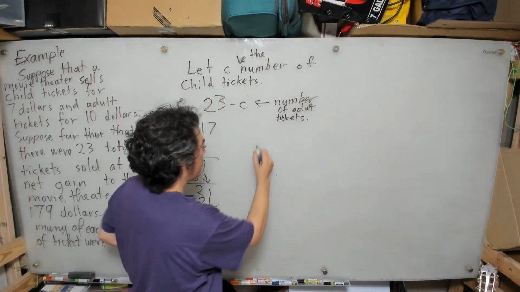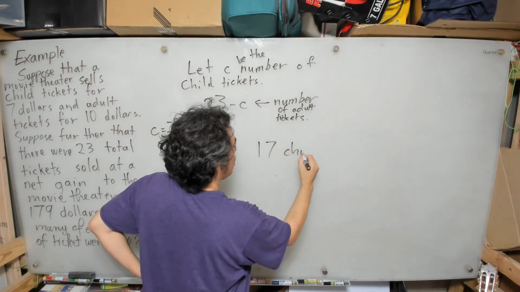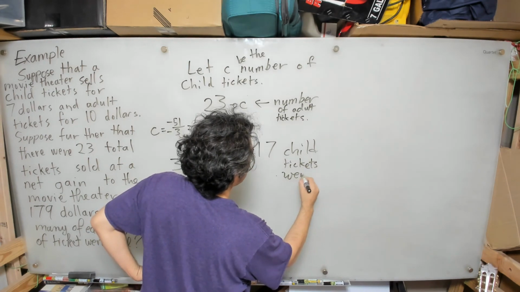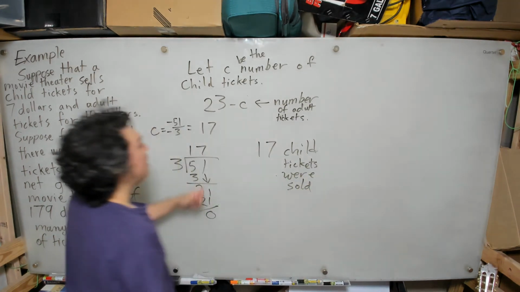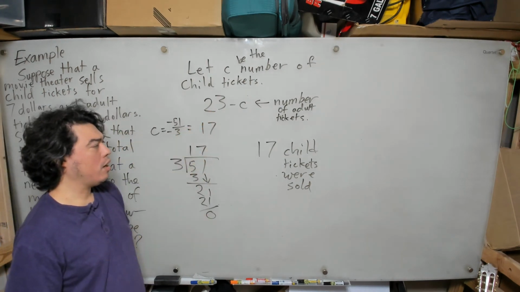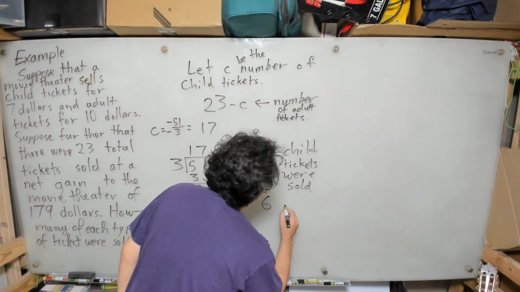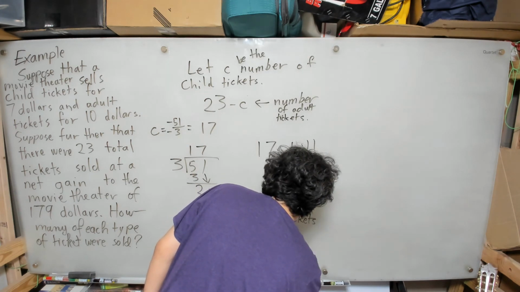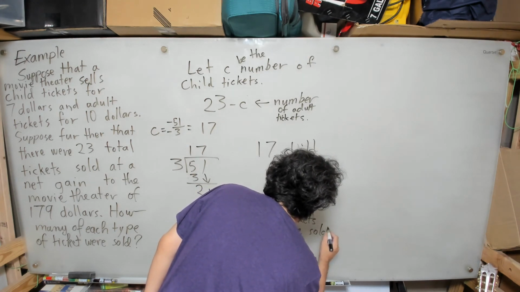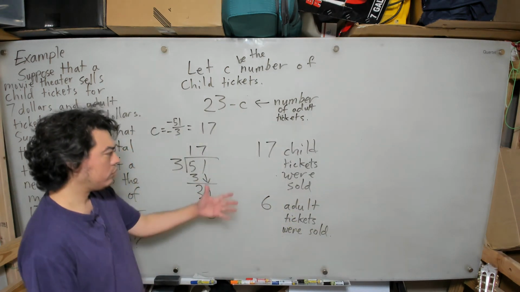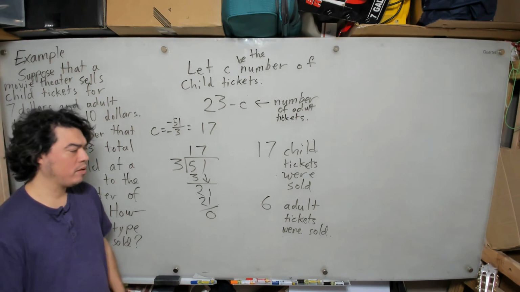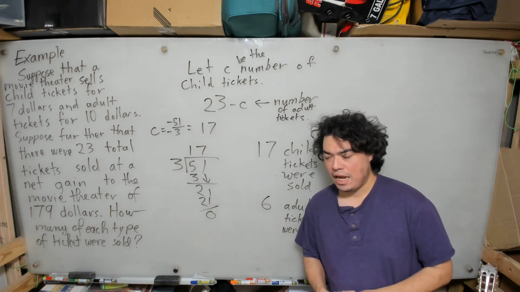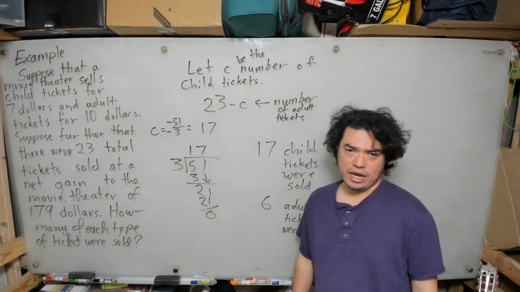So I now can state that 17 child tickets were sold. And since a total of 23 tickets were sold, 6 adult tickets were sold. Okay, so there you go. That is how you solve this problem, and I will leave the alternate techniques for later. I hope you've enjoyed this video, and I'll see you with another example.